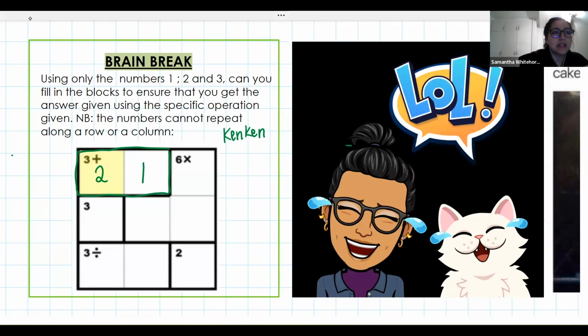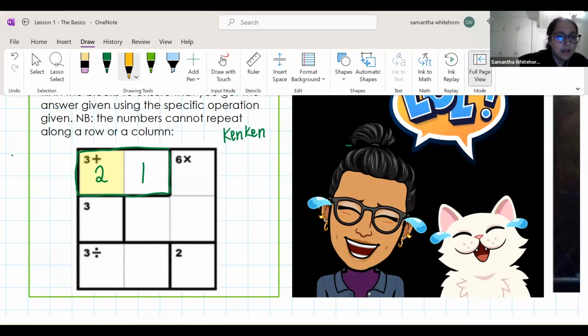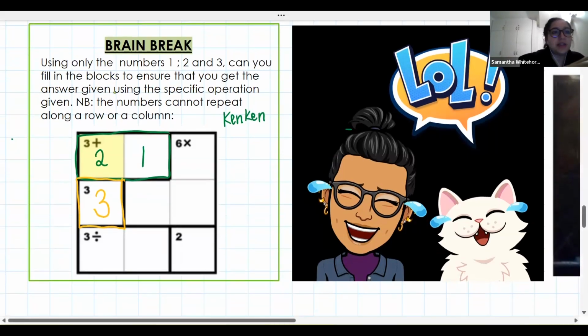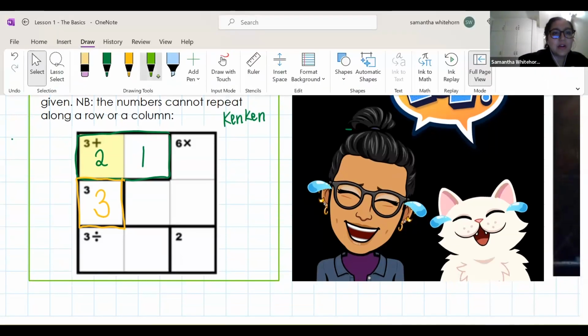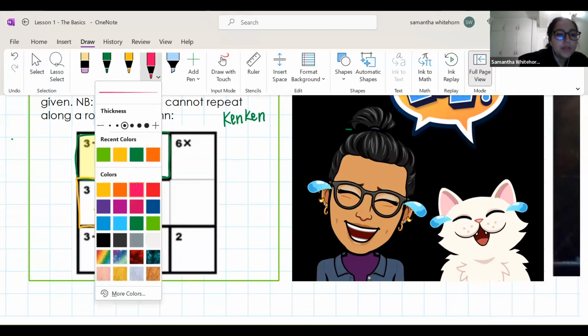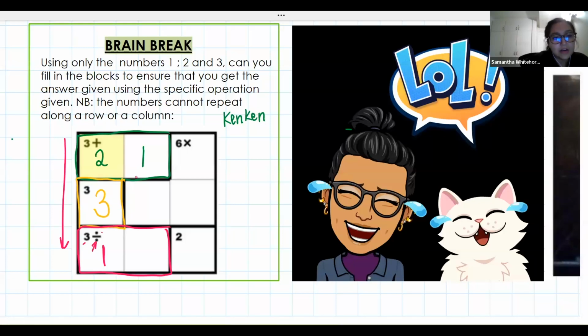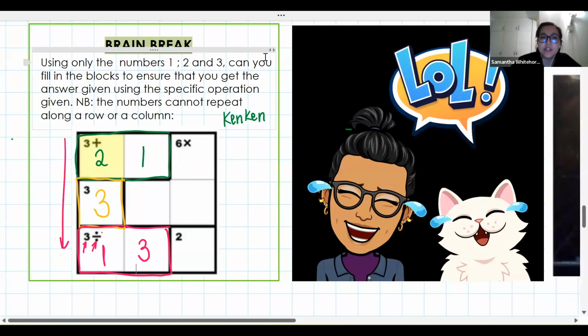Now, if you look at this block over here, it is a block all by itself and we need to get a value of 3. So that can really only be 3. Now I can start to fill things in. Every row and every column must have the numbers 1 to 3, so in this bottom block, if I work down my column, I'm only missing the number 1. So there's 1. And if I have to divide and get an answer of 3, we would have 3 divided by 1. As we work through the operations, we start to fill in the blocks of our KenKen.